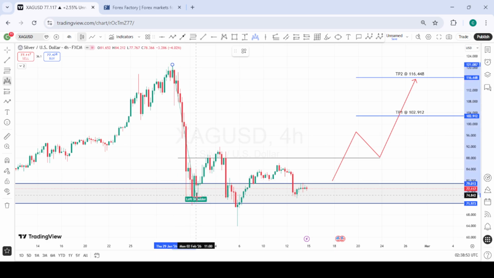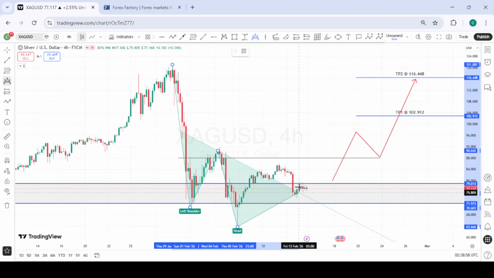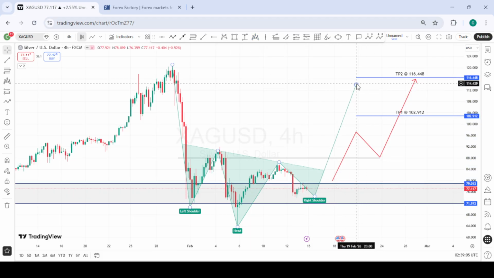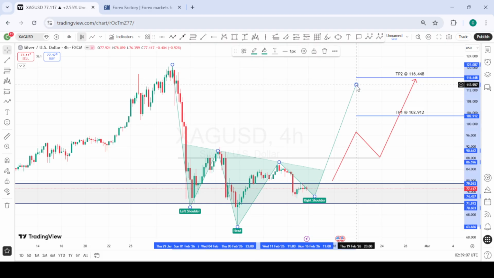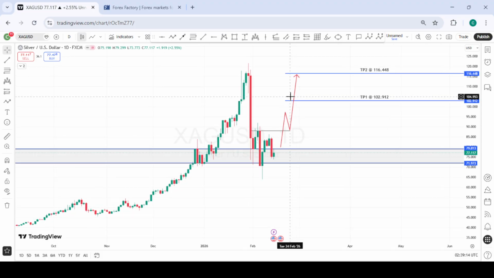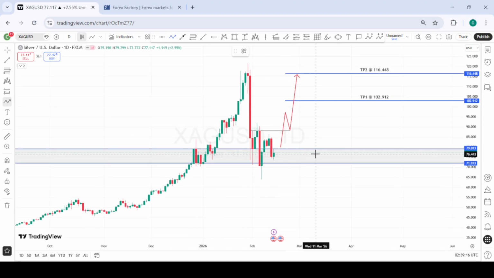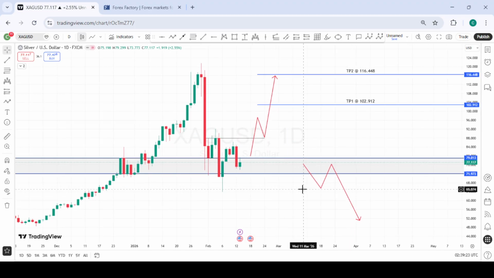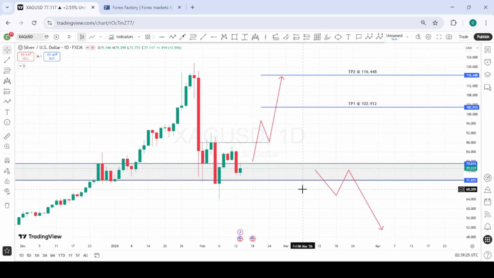So this is the left shoulder, this is the head, and we are looking for the possible right shoulder which is developing here, and then we'll take our buys to the upside. So we are extremely bullish on silver for the coming week. This can continue bearish if we get price to break below and come for a retest and continue to the downside. But until then, we are extremely bullish for silver for the coming week.